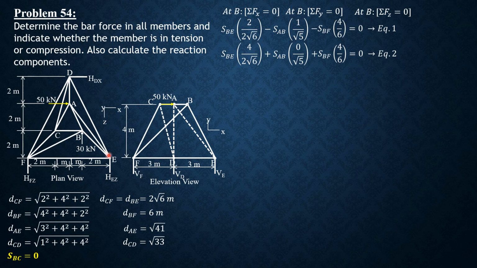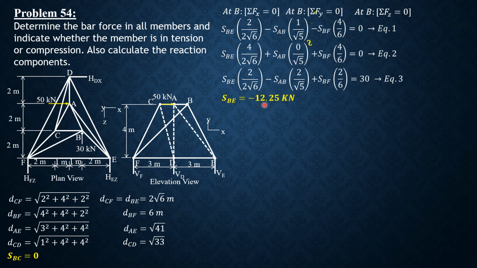Then finally summation forces along Z equals 0. So SBE is forward, so SBE times 2 over 2 square root of 6. Then SAB is negative, going in that direction, times 2 over square root of 5. Then plus SBF times 2 over 6, 2 over distance, then equals 30, because this is the positive direction. Equation 3. Solving these three equations simultaneously, we can find SBE, SAB, and SBF. And they are negative 12.25, it is understood compression, negative 33.54, compression also. BF is 15 kilonewtons tension.